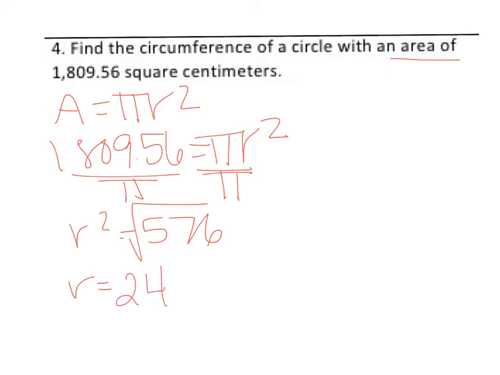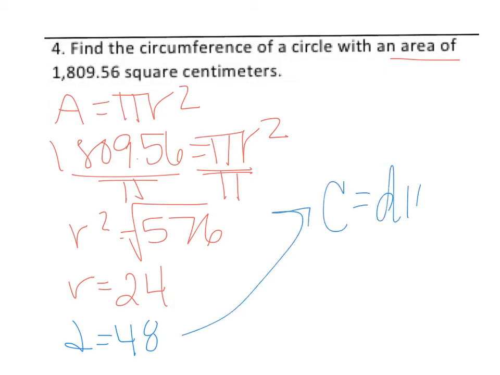If the radius is 24, the diameter is double that, or 48. And in order to find the circumference, we know that circumference is diameter times pi, or 48 pi centimeters. It's always a good idea to put your units on your calculations.